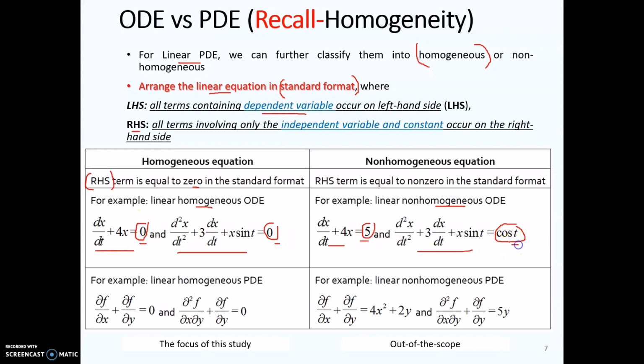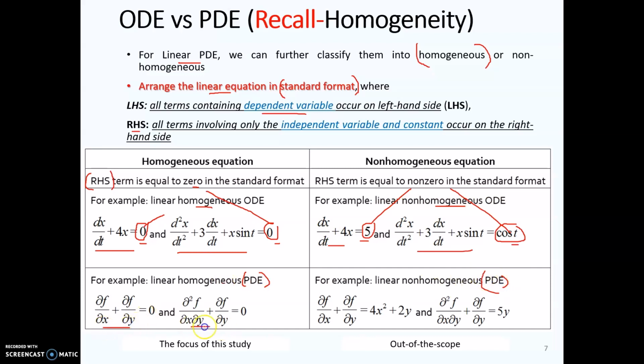Now you check for the right hand side. So in this case, both of them are equal to 0, therefore you have the linear homogeneous ODE. So for these two examples, since you have non-zero result at the right hand side, then this is called the linear non-homogeneous ODE. We can use the same approach to identify the homogeneous PDE and non-homogeneous PDE here.